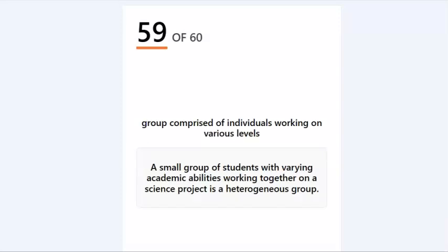Heterogeneous group. A group comprised of individuals working on various levels. A small group of students with varying academic abilities working together on a science project is a heterogeneous group.